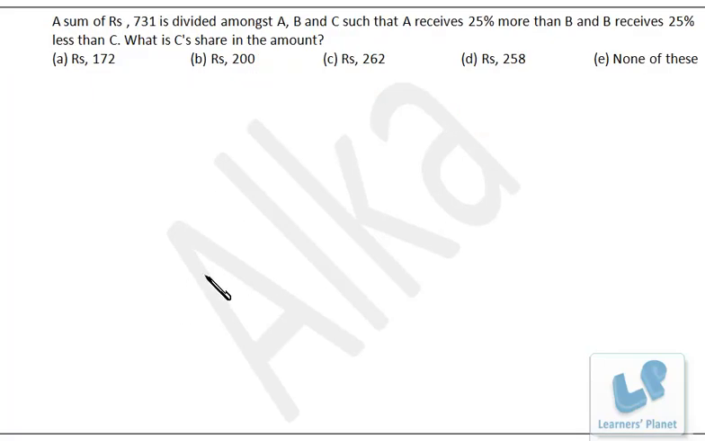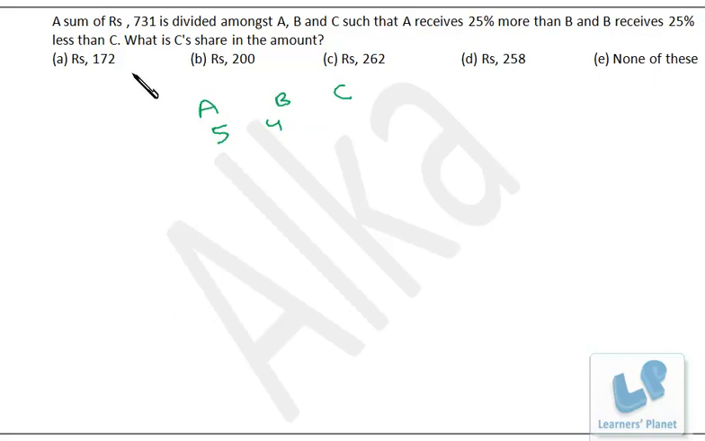Now a sum of rupees 731 is divided among these three people. A receives 25% more than B, and B receives 25% less than C. What is C's share? A simple problem. A receives 25% more than B. That means A is 125% of B, and 125% is what? 5 by 4. So ratio between A and B is 5 by 4.